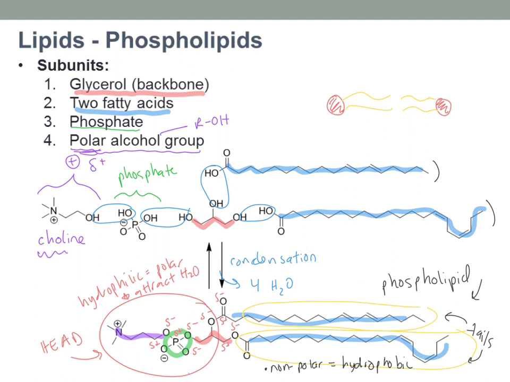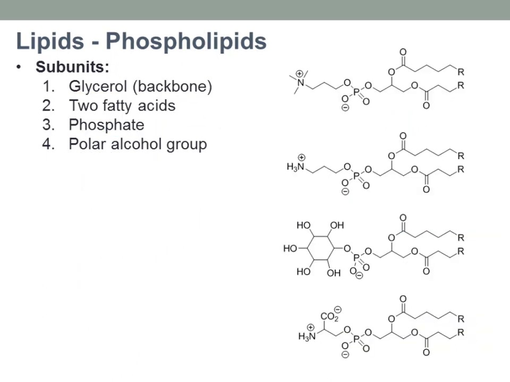I did choline for mine, but it certainly doesn't have to be choline. There's other things that make other kinds of phospholipids. So, for example here, we're saying that the polar alcohol group can be different things. I did this one up here, where my polar alcohol group was choline. So that's the one I did in the previous slide.